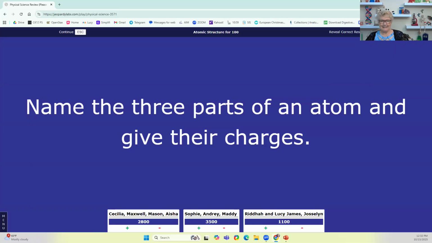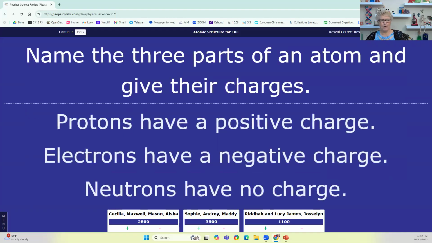All right, 3, 2, 1. The 3 parts of an atom are protons, electrons, and neutrons. Protons are positive, neutrons are neutral, they don't have any charge at all, and electrons have a negative charge.